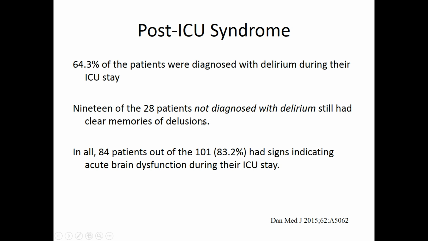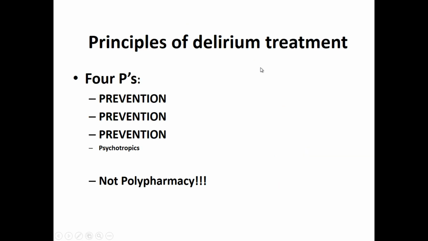But either way, it suggests that about 83% of the patients that were referred to this post-ICU clinic had some kind of acute brain dysfunction. Very likely that was delirium during their ICU stay. So it's a very, very high, important risk factor for the development of post-ICU syndrome with all its quality of life related outcomes.